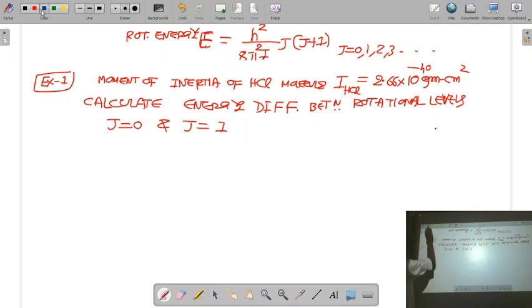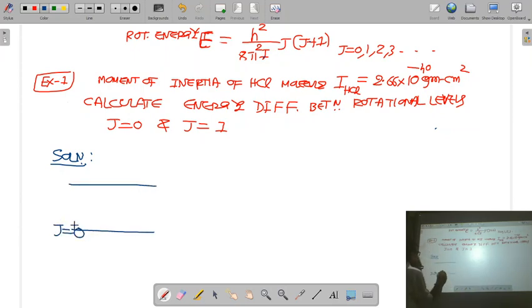Now let us do the solution of this example. Please be careful about the example. What you are given: the moment of inertia of HCl molecule is 2.66 into 10 to the minus 40 gram centimeter square. You are asked to calculate the energy difference between two rotational levels, J is equal to 0, in which the rotational energy is 0, and J is equal to 1, in which the rotational energy is E1. So you are asked to calculate the energy difference between the lowest rotational energy level J is equal to 0 and the upper level J is equal to 1.